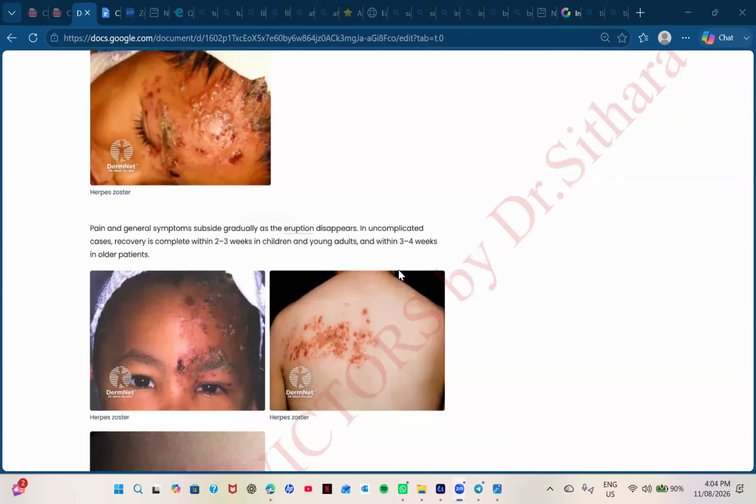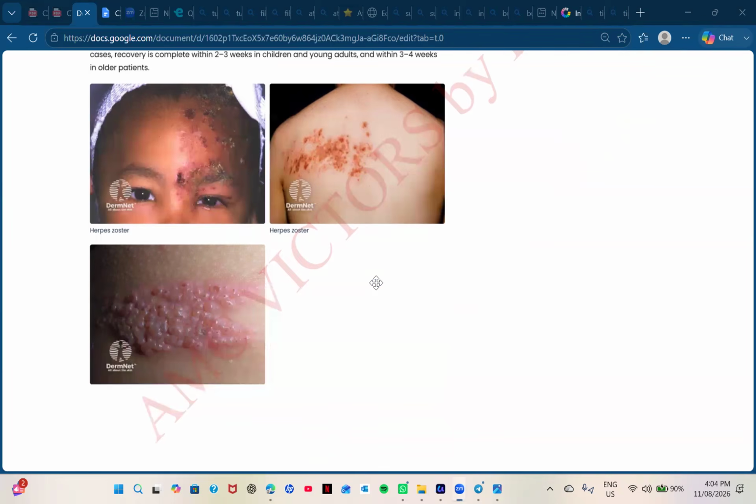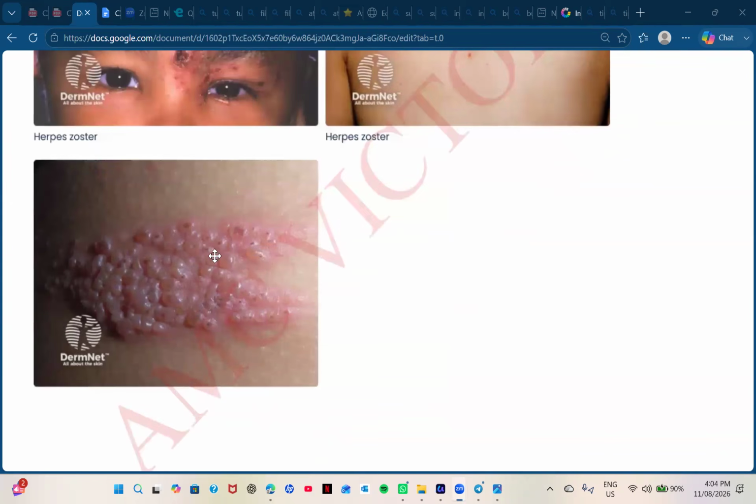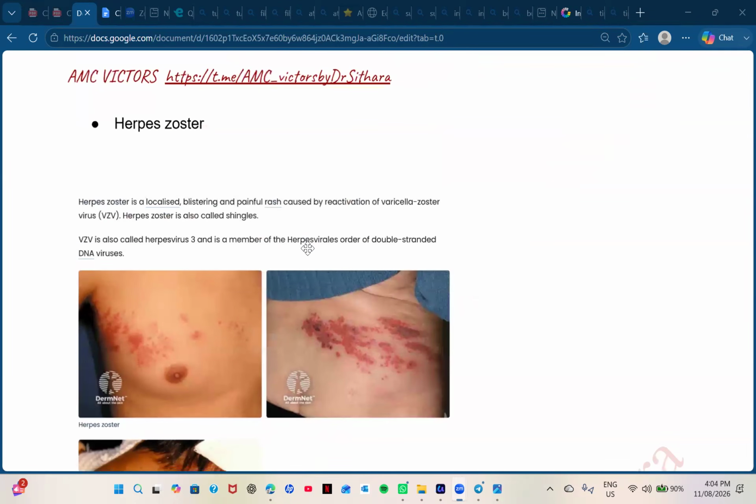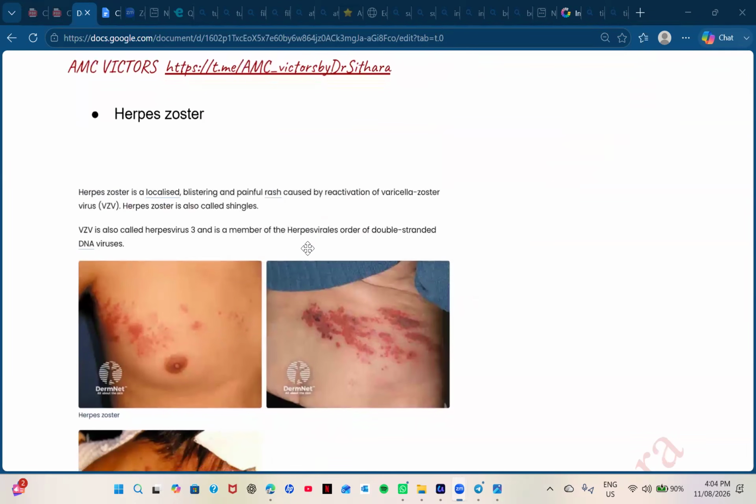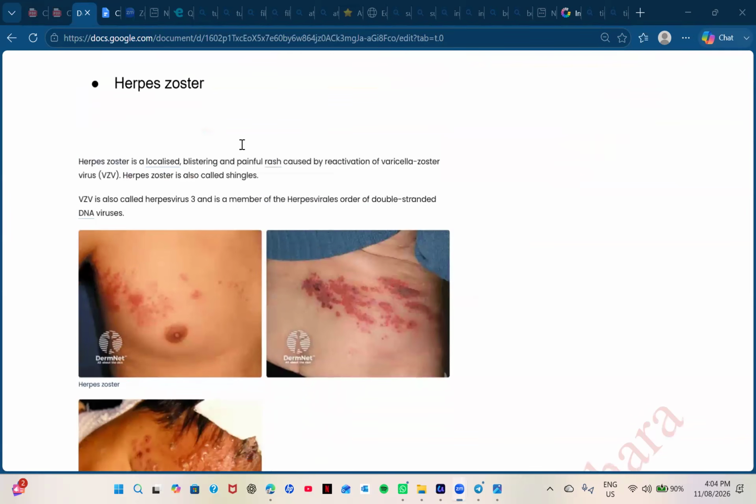One minute. What is in the chat? Okay, dermatome distribution. Here is a classic appearance of herpes zoster. So what dermatome is associated with the face mainly?